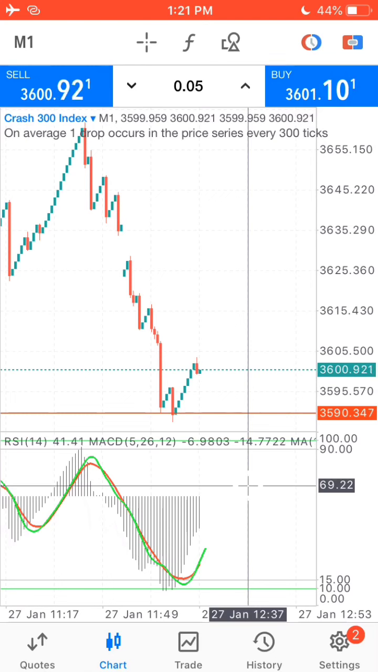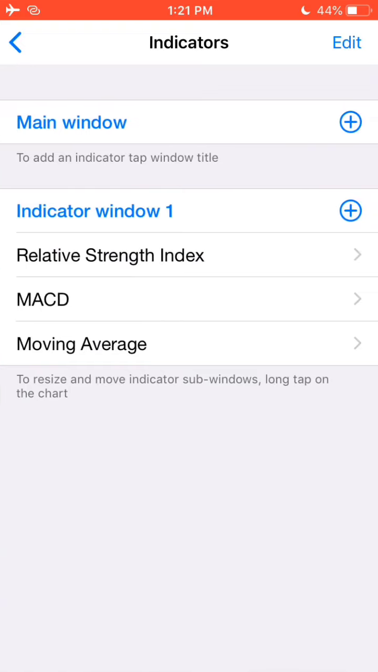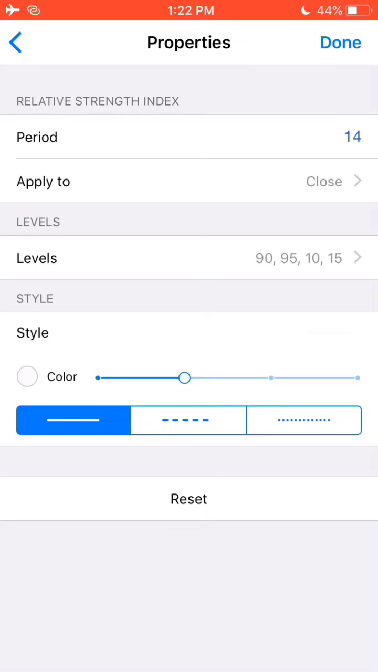So I've shown you guys how to apply this, on what grounds you should get into the market with these indicator settings. So now I'm going to show you guys the indicator settings, how to input the settings. So you click on the indicators sign, you see I have the RSI, MACD, and MA, which is the moving average. But first you choose the relative strength index. When you choose the relative strength index, the period is 14, you apply to close, the levels are 10, 15, 90, and 95. The style is the white color that I use. You can use any pixel you like. When you're done, you click on done.